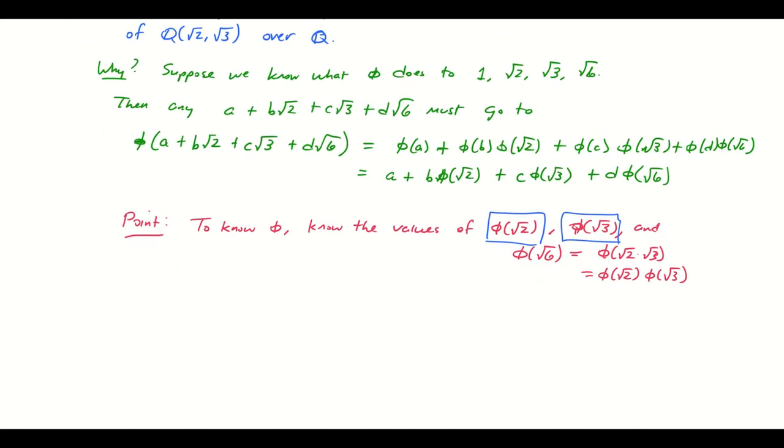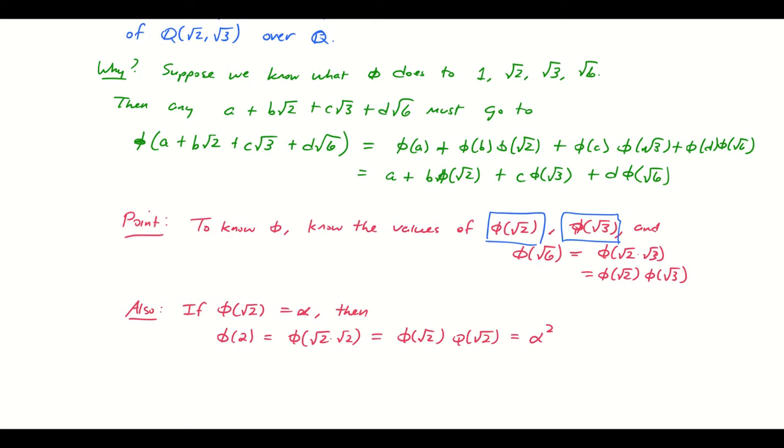Because here's another thing that I know. If phi of root 2 is equal to alpha, then I also know that phi of 2 has to equal phi of root 2 times root 2, which is phi of root 2 times phi of root 2. And if I'm saying phi of root 2 is alpha, then that's alpha squared. And in the meantime, phi of 2, because 2 is rational, that has to be fixed. So that has to be 2. So alpha squared has to equal 2. In other words, root 2 has to get sent to something that qualifies as a square root of 2.